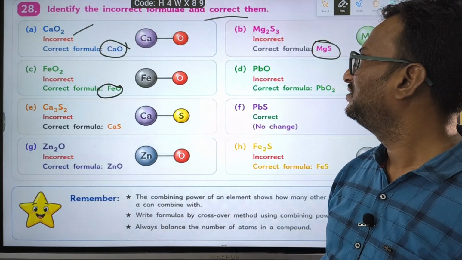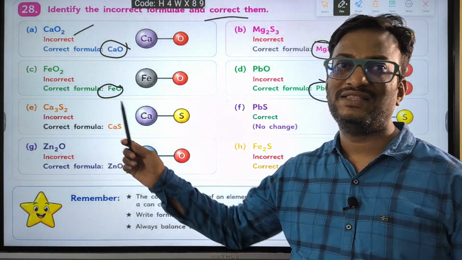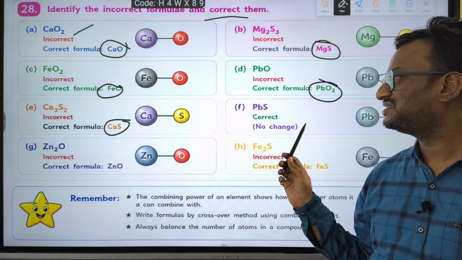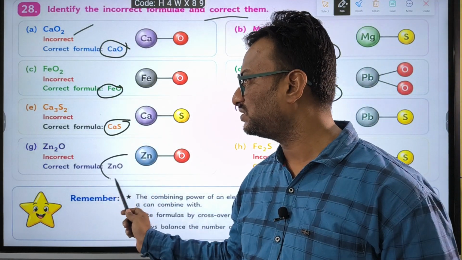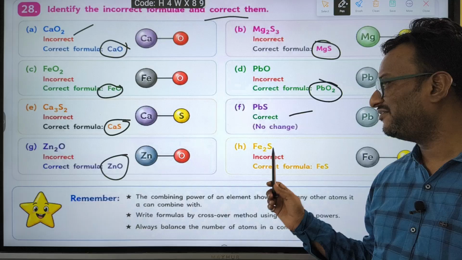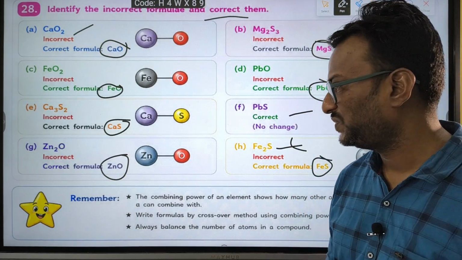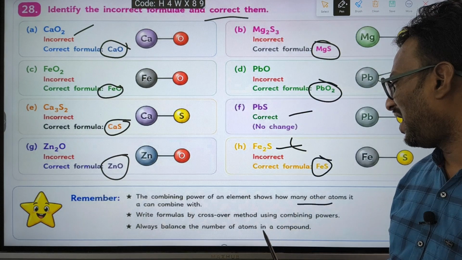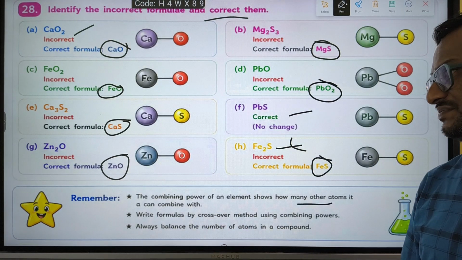MgS is correct. PbO is wrong and PbO2 is correct. Ca3S2 is wrong. CaS is correct. PbS is correct. There is no need to change. Zn2O is wrong. That is ZnO. And Fe2S is wrong and FeS is the right answer. The combining power of an element shows how many other atoms it can combine with.